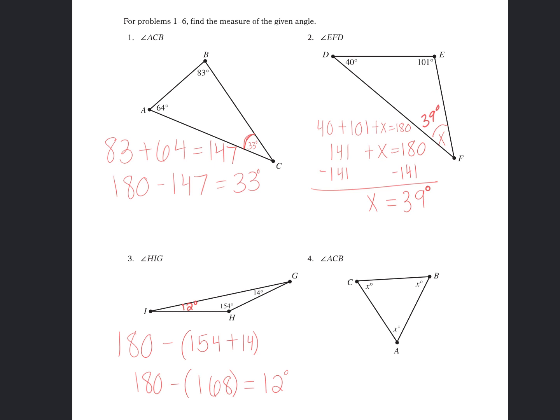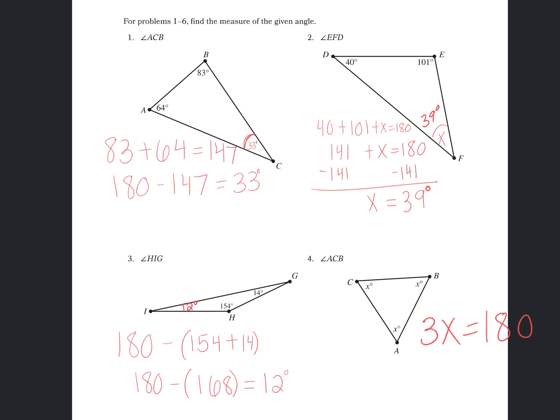Number 4 is a little different. We don't know any of the angles, but they're all labeled X, right? Which means they're all the same. So with that one, we know we've got 3 angles of X that will add up to equal 180, right? So all we have to do is what?